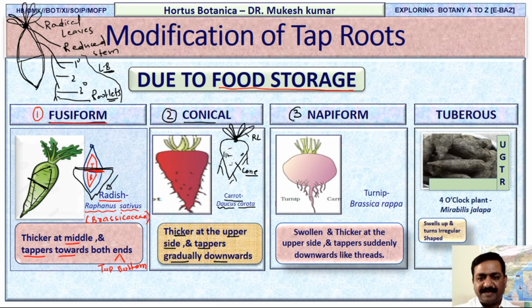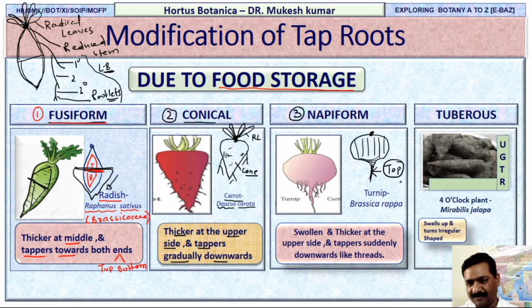Now consider the third one. This is called napiform. What happens? You will find, see, this is the structure. It swells up to store food, but it tapers all of a sudden towards the bottom. All of a sudden it is tapering. The whole structure is thick and it tapers at the bottom abruptly, suddenly. So it becomes like a top-shaped structure. It becomes a top-shaped structure.